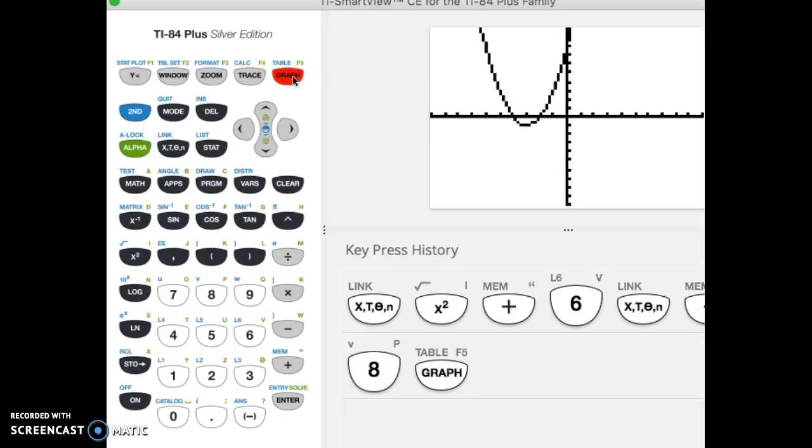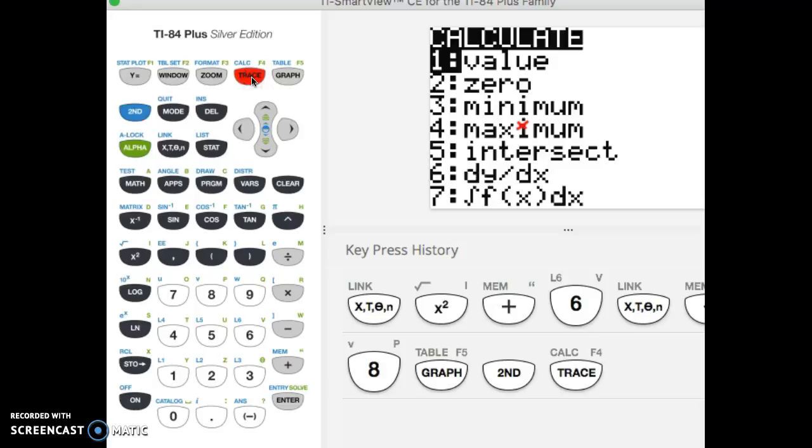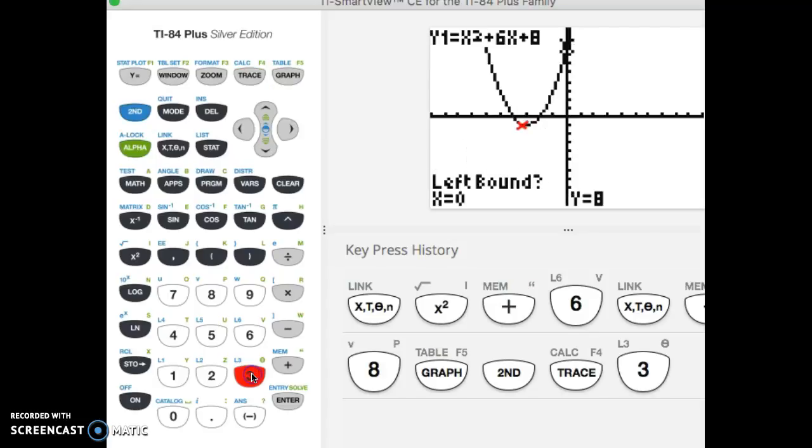Okay, if you notice your vertex, which is right here, ends up being a minimum like we talked about a couple weeks ago. So what you're going to do is you're going to hit second, trace, and I'm going to choose the minimum feature to find my vertex, which is number 3. And then it's going to ask me to choose an x value on the left of my vertex, an x value to the right, and then it's going to find it for me when I hit enter for a third time.